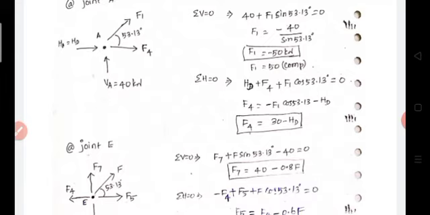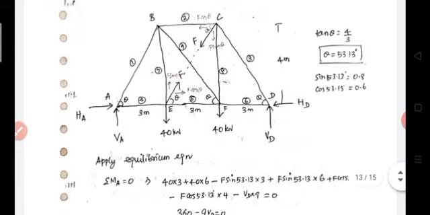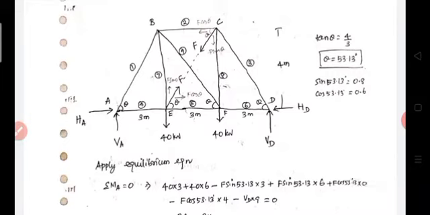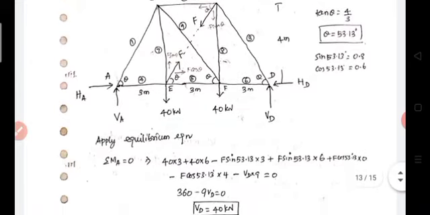Then take the second joint. If you are taking joint B, we know only the value of F1. The remaining F7, F9 and F2 are unknowns. So there are three unknowns. We can't take this joint because we have only two equilibrium equations. Therefore we have to select a joint that has a maximum of two unknowns. Next, select the joint E.